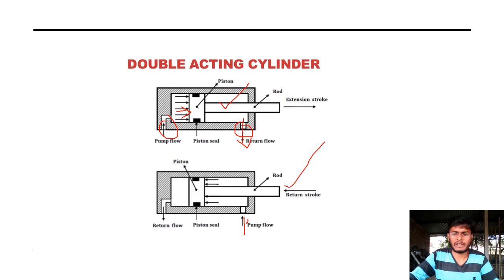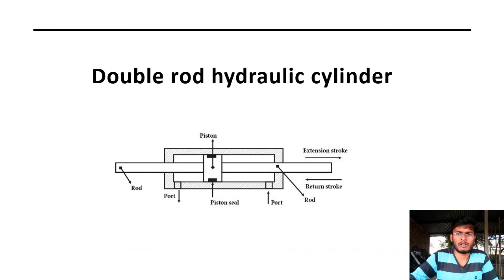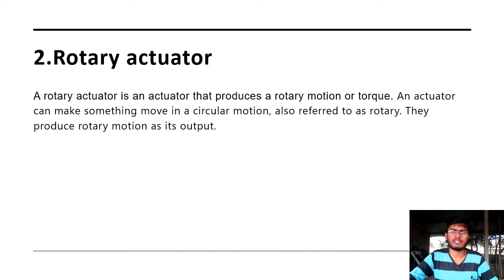Next one, the double rod hydraulic cylinder. As the name suggests, two rods are used. Here is one rod, and the right side is the other rod. There is only one piston seal, and there are two ports. Same procedure as the double acting cylinder: passing the fluid pressure, the piston moves in the right and left side directions with the help of hydraulic energy. So this is the double rod hydraulic cylinder. Next one is the rotary actuator.